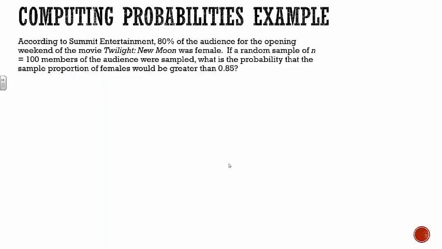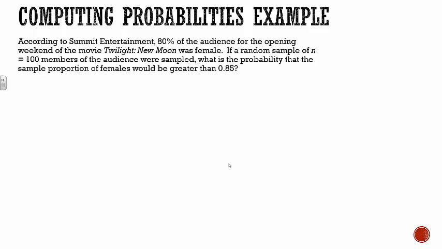Alright, so last example. According to Summit Entertainment, 80% of the audience for the opening weekend of the movie Twilight: New Moon was female. If a random sample of N equals 100 members of the audience were sampled, what's the probability that the sample proportion of females would be greater than 0.85?